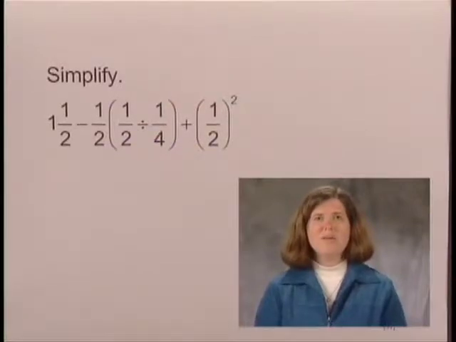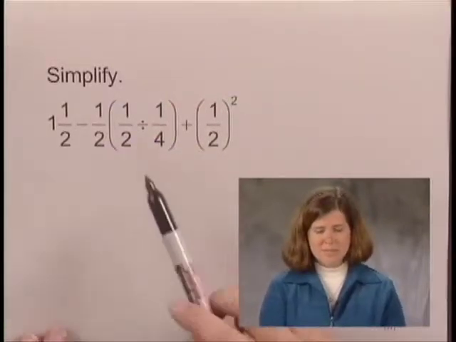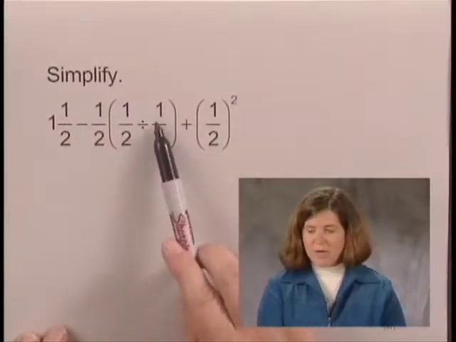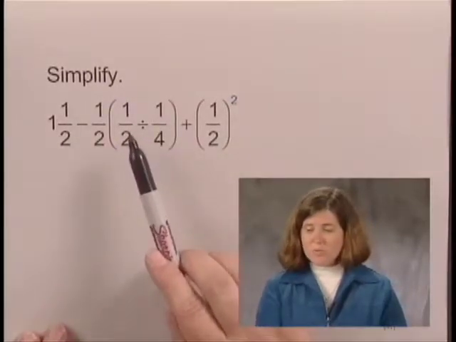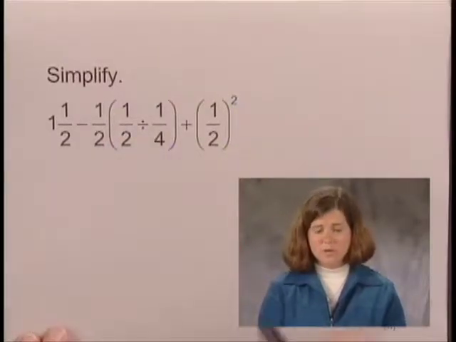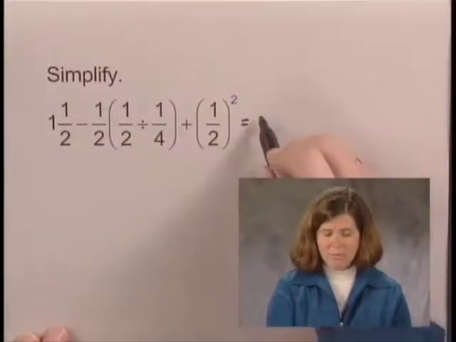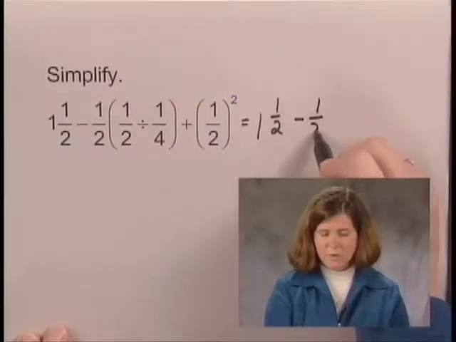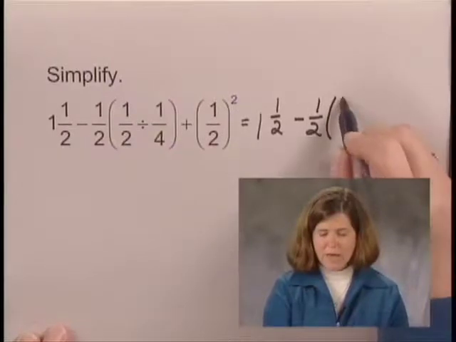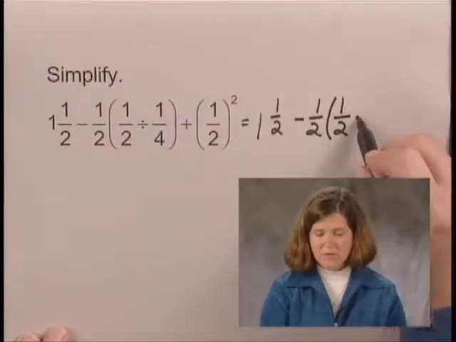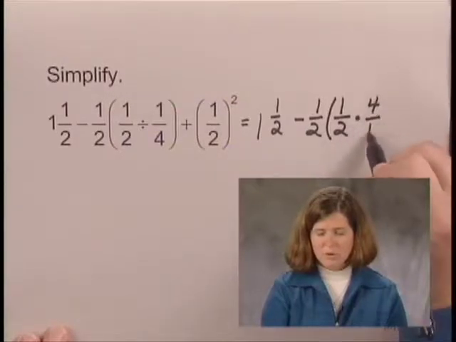So we'll start with the operation that is within parentheses. In the parentheses is 1/2 divided by 1/4. So we will perform the operation 1/2 divided by 1/4 first. We have 1 and 1/2 minus 1/2, and then 1/2 divided by 1/4 is the same as 1/2 times 4/1.